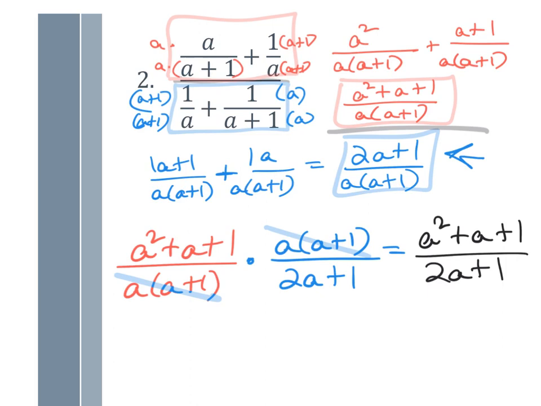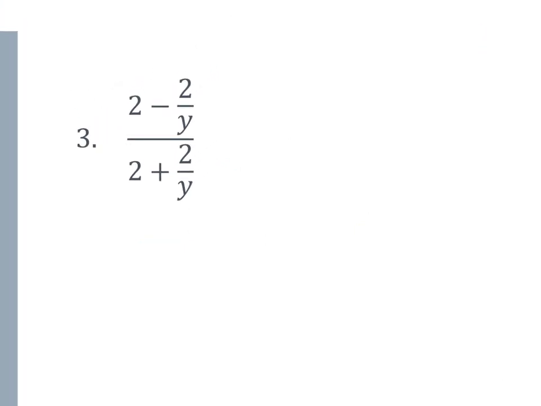And again, there are other techniques out there, but I think this is the easiest way if you just simplify each piece and then divide, which is really multiply by the reciprocal. Let's try another example. Try number 3. So again, let's look at each piece.